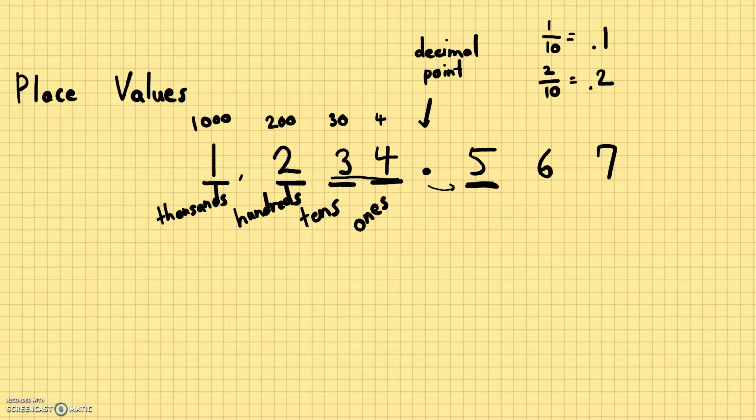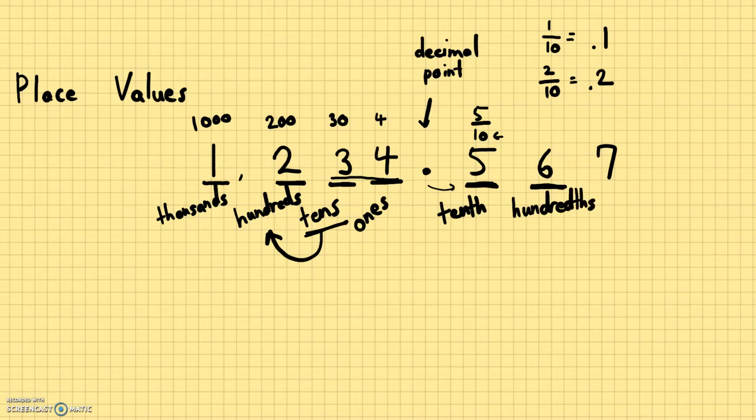So right here, this is 0.5, so that would be 5/10. So this is the 10th place. This is called the 10th place. Okay, so if we have a 5, or whatever number we might have here, that means it's that number over 10. And if you look on this side, what comes after 10? It's 100, right? So using the same logic here, this would be the hundredths place.